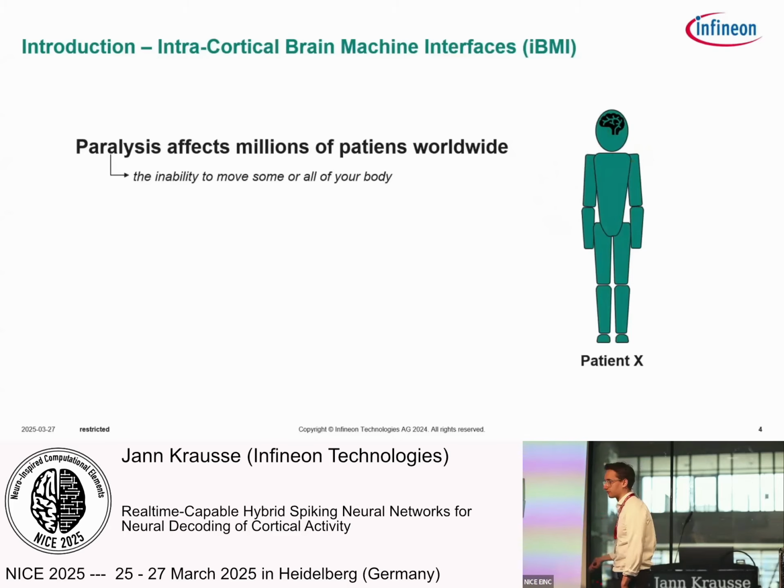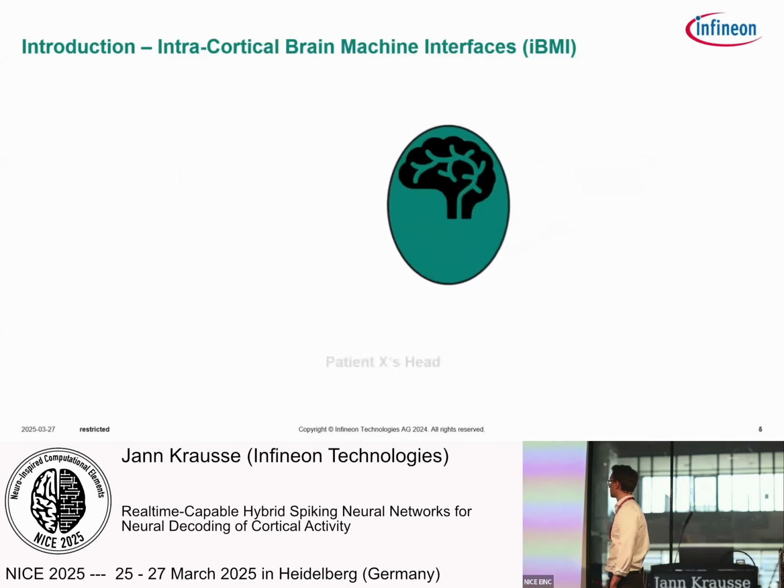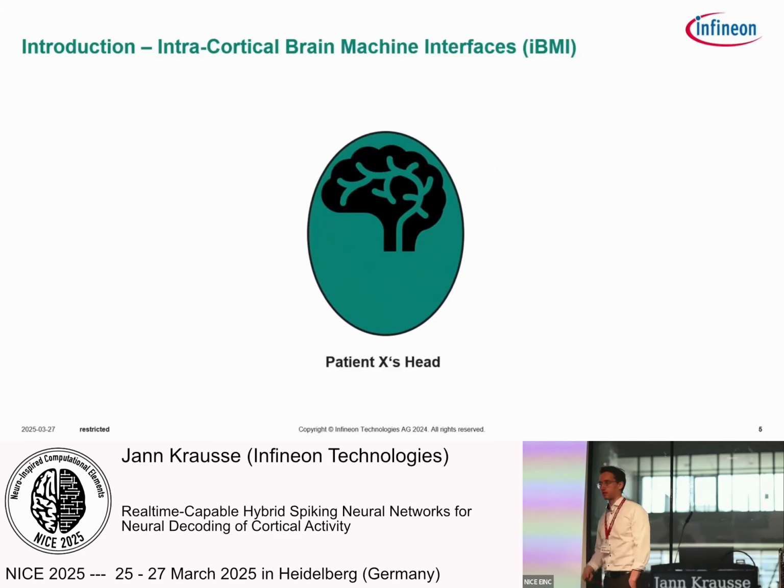And there could be multiple reasons for that. Muscle movement could be impaired, or the nervous system could be damaged. And modern medicine has an interesting approach to solving this problem, which is brain-machine interfaces, or BMIs. You can also call them brain-computer interfaces.